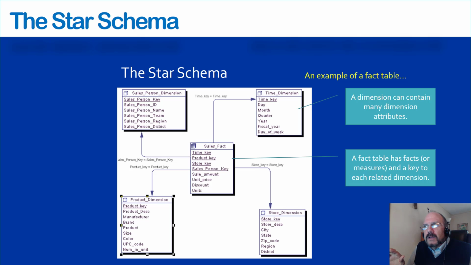First of all, I want to point out something. Do you notice that there's only a single spoke going out? There's no layering here.